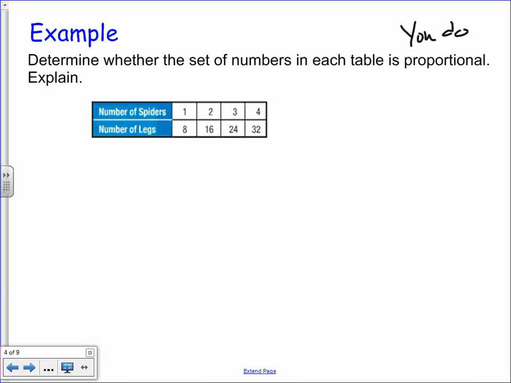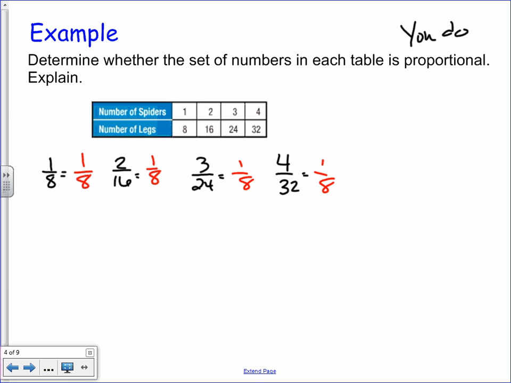All right, so we get 1/8, 2/16, 3/24, 4/32. So this reduces to 1/8, 1/8, 1/8, 1/8. So is this proportional? Yes, because it is a constant rate of 1/8. Don't forget you have to explain.